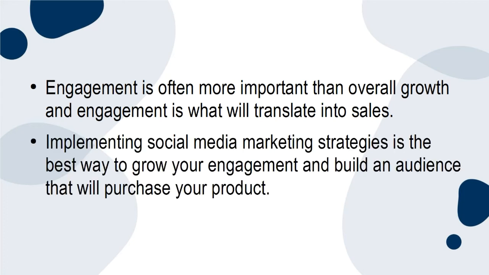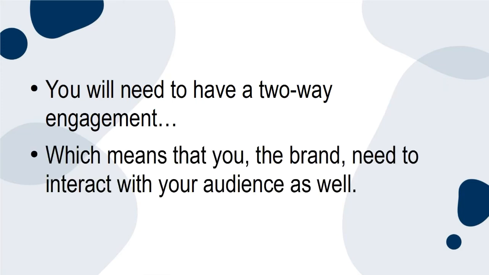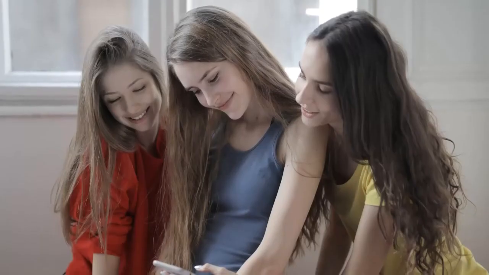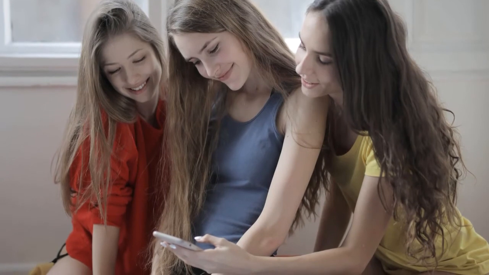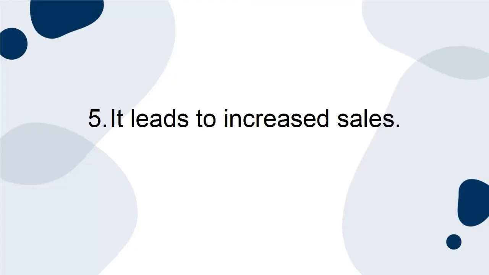Implementing social media marketing strategies is the best way to grow your engagement and build an audience that will purchase your product. You'll need to have a two-way engagement, which means that you, the brand, need to interact with your audience as well. 4. It will build your platform. Having strong marketing campaigns is the best way to build a buzz around your business and grow your audience and get more sales.